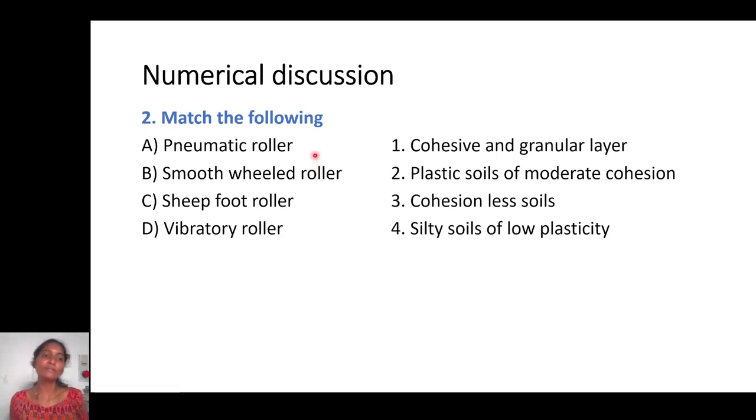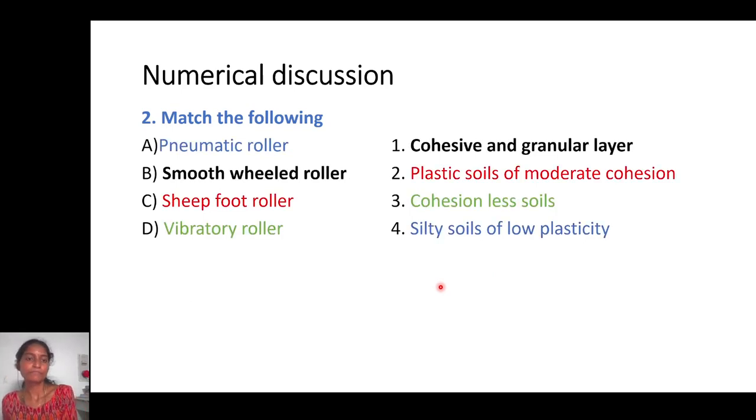So pneumatic rollers are usually used for the soils which are of low plasticity. Then whatever is left, you can actually guess. Okay, you can see the answer here. Pneumatic rollers are used for silty soils of low plasticity. And these smooth wheel rollers are used for both cohesive and granular layers.